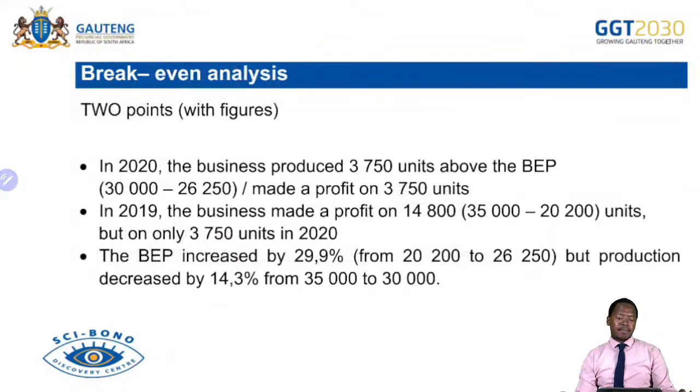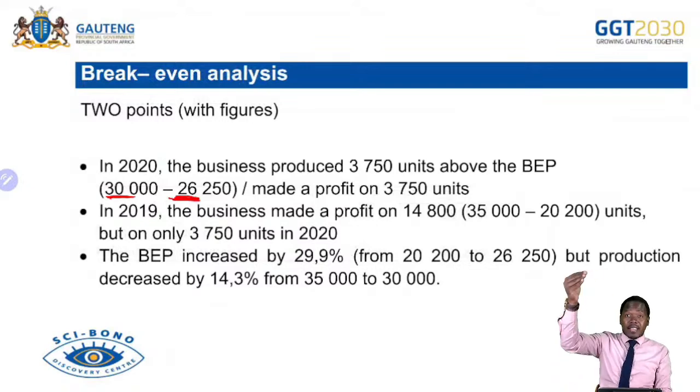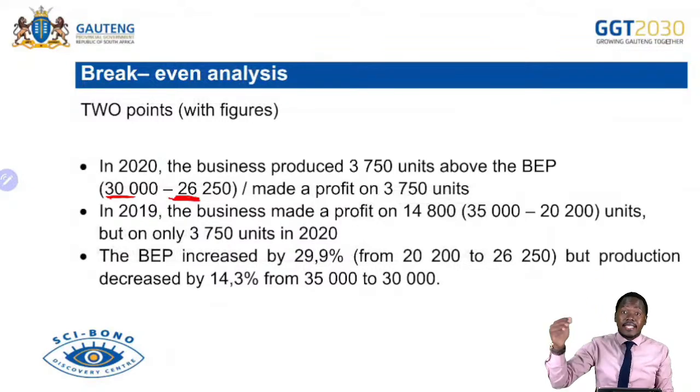The first point, in 2020, the business produced 3,750 units above the break-even. How did I get the 3,750? I took my units produced minus my break-even point. Meaning I produce more units. If I produce above break-even point, that is good. If I produce below break-even point, that is bad. Anything below break-even point is bad. Anything above break-even point produced, it is good.